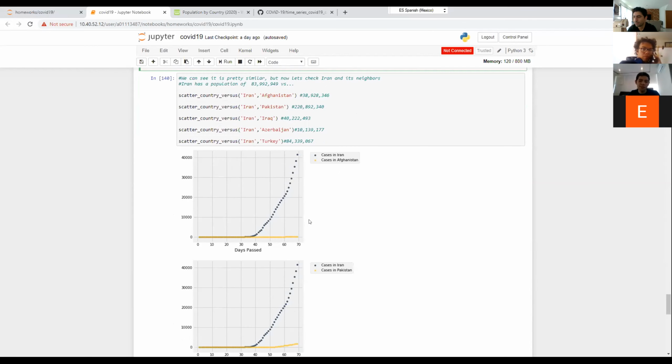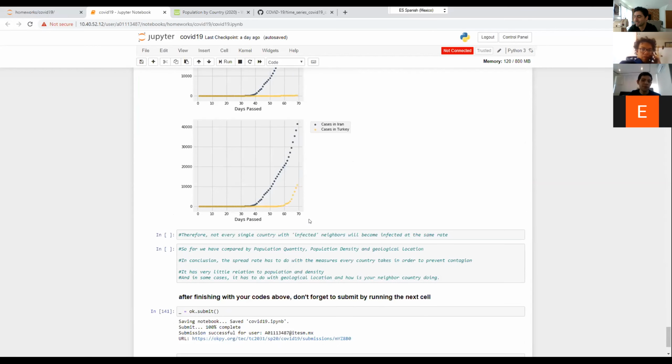No, it's fine the way you describe it. We can draw some conclusions. In conclusion, I compared population quantity, population density, and geographical location. There have been similarities and a lot of differences, and I concluded that the spread rate has to do with the measures every country takes in order to prevent contagion. It has very little relation to population and density, and in some cases, it has to do with geographical location and how your neighbor country is doing. And that's about it.